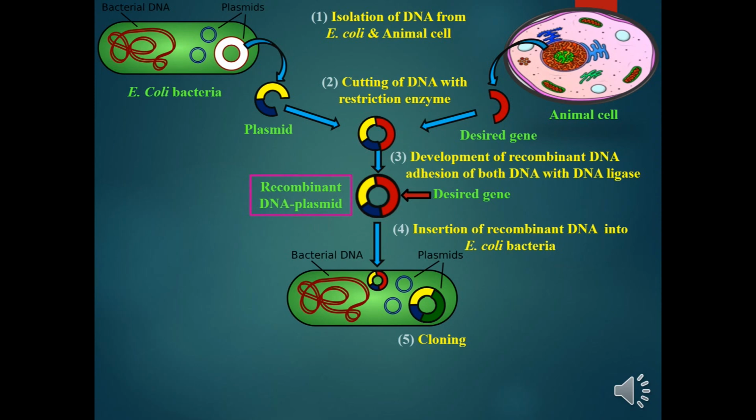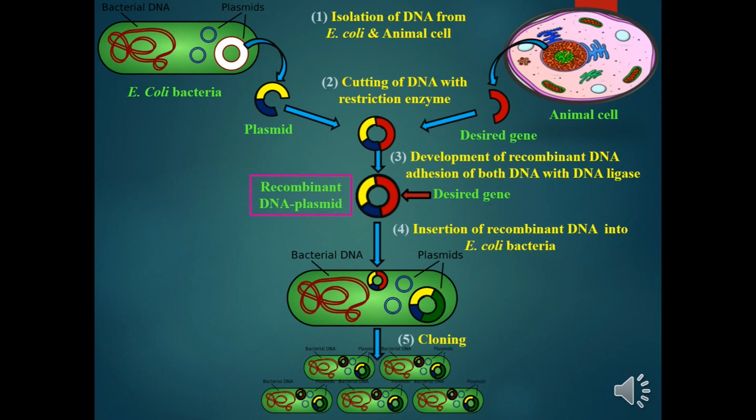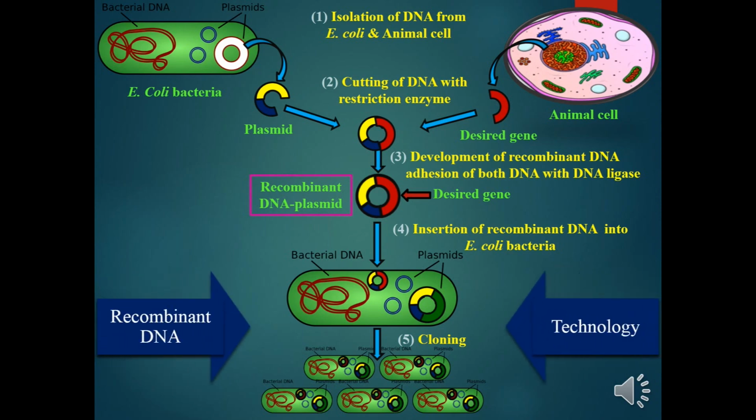Next, fifth step, cloning. And you know, bacteria is able to multiplicate itself, so it will increase its number by the process of cloning, and this total process will be called recombinant DNA technology. I think, dear students, you have got clear idea about genetic engineering or recombinant DNA technology.